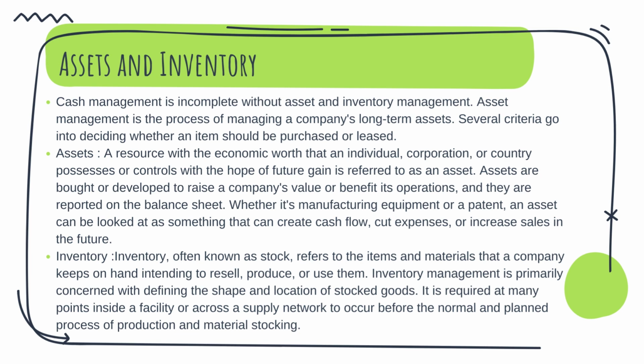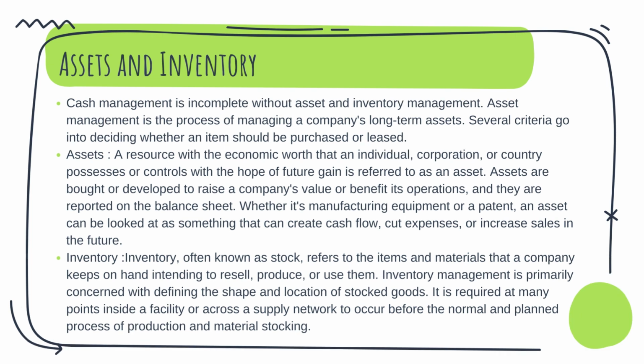An asset can be looked at as something that can create cash flow, cut expenses, or increase sales in the future. Inventory, often known as stock, refers to the items and materials that a company keeps on hand intending to resell, produce, or use them. Inventory management is primarily concerned with defining the shape and location of stocked goods. It is required at many points inside a facility or across a supply network to occur before the normal and planned process of production and material stocking.